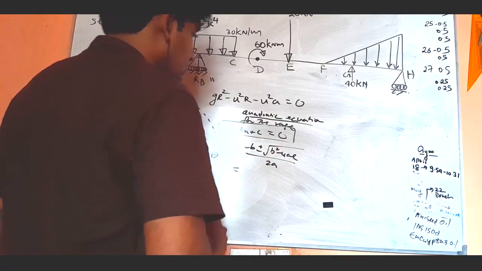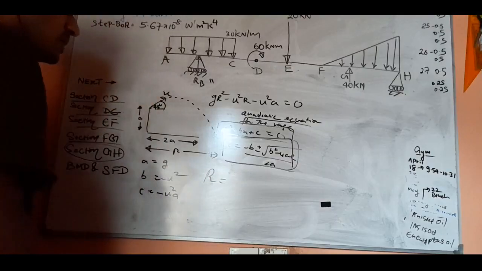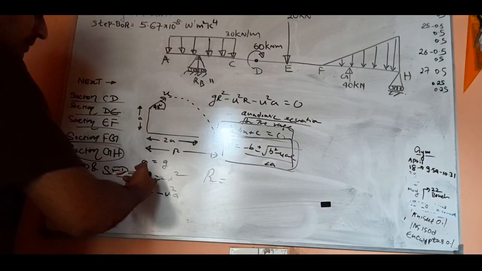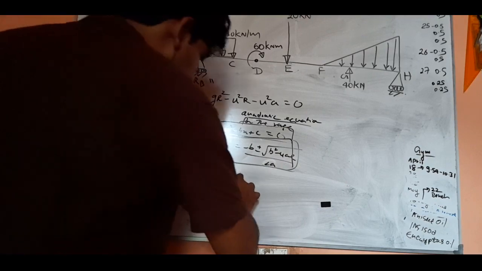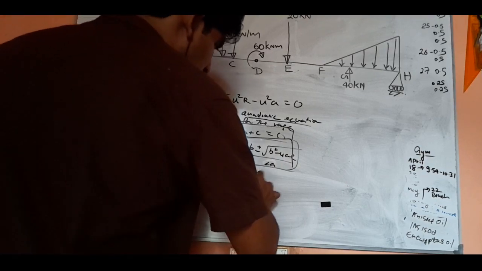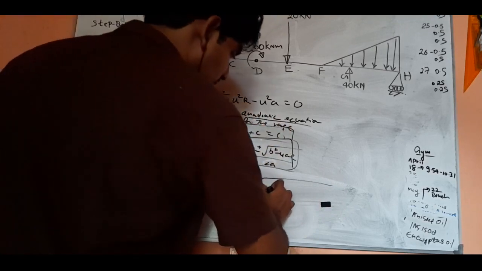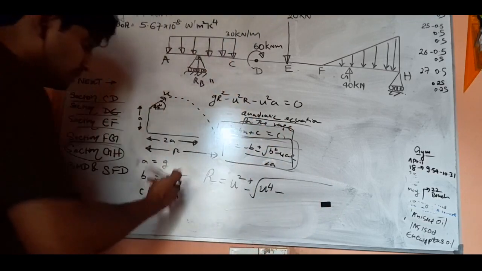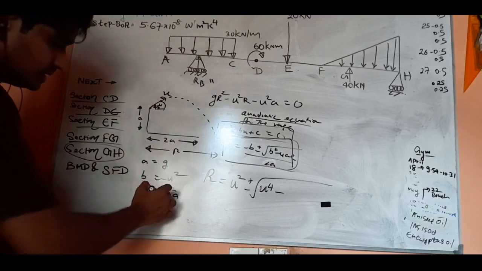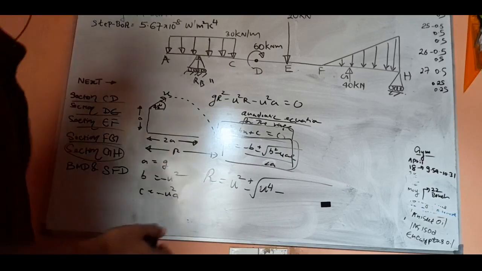So here, what is the solution? b is minus u squared, so minus b means u squared. Plus or minus the square root of b squared, minus u squared squared means u to the power 4, minus 4 into a into c. Now there is a negative part, so minus into minus will become positive.